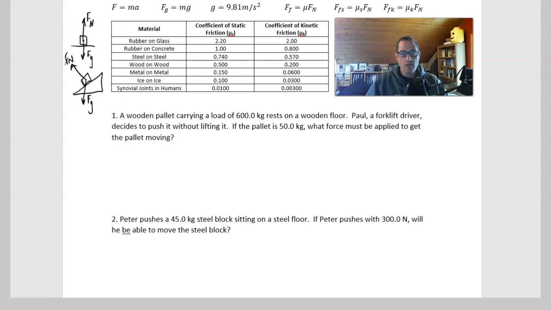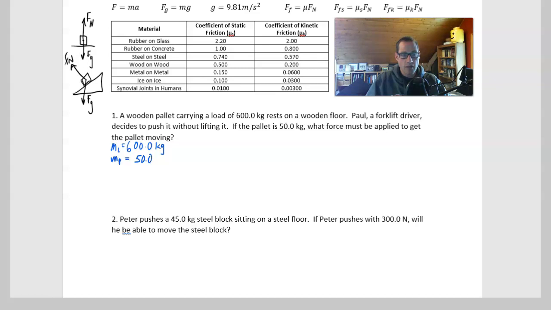And then Paul, a forklift driver, decides to push it without lifting it. If the pallet is 50 kilograms, what force must be applied to get the pallet moving? So actually right away we have two masses. I'm going to call the mass of the load L, 600.0 kilograms. And we have the mass of the pallet itself, so I'm going to call it P, is 50 kilograms.